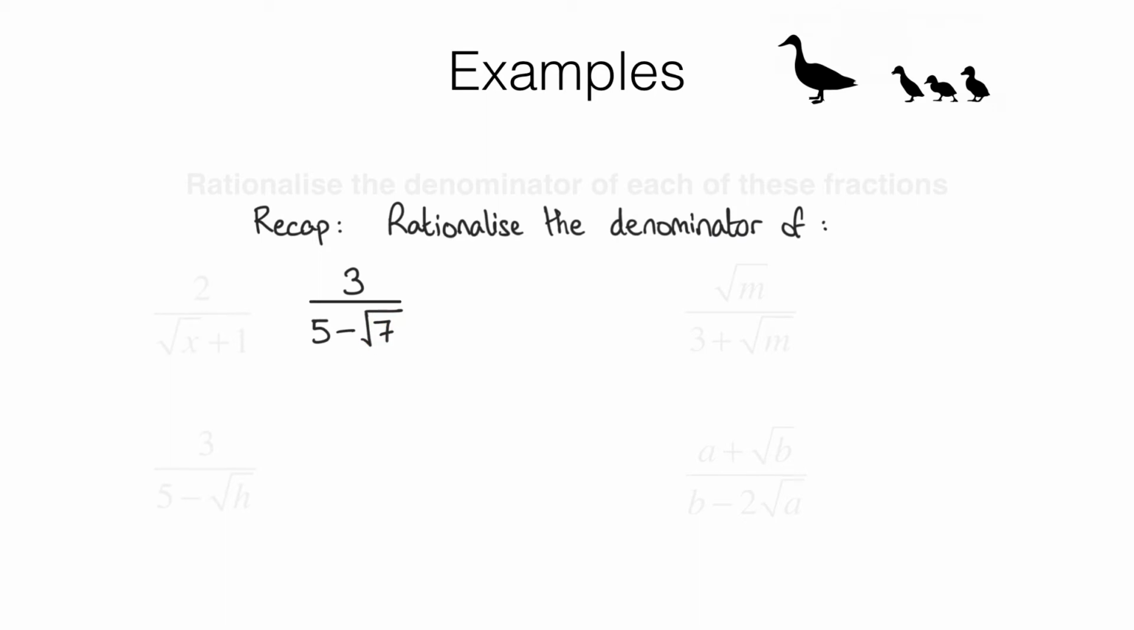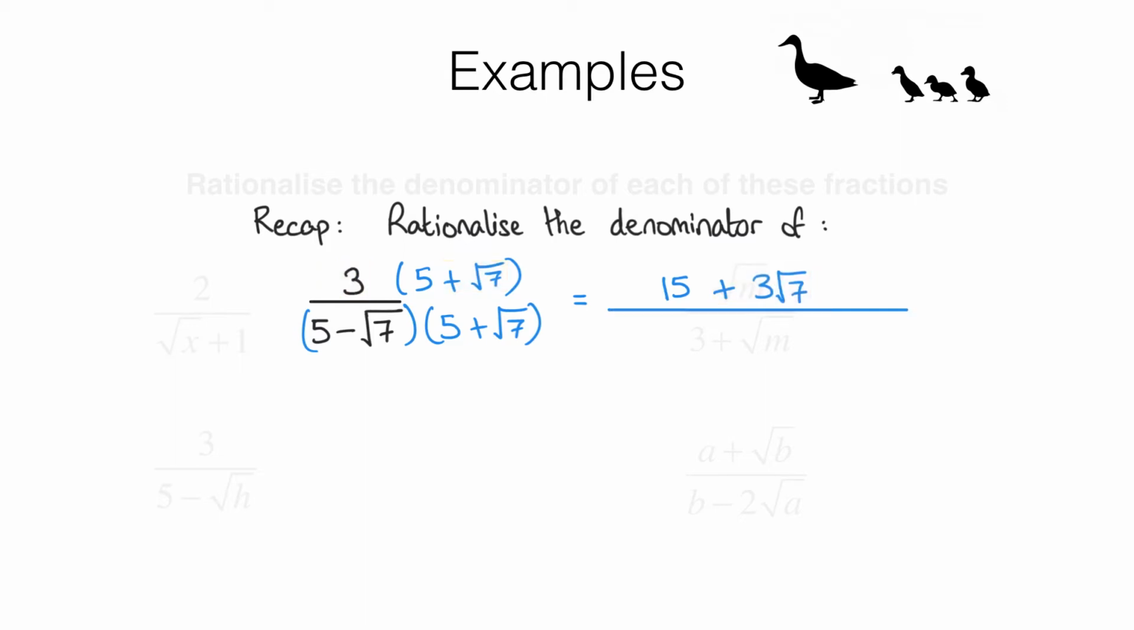That means we need to multiply the numerator by 5 plus root 7 and the denominator by 5 plus root 7. If we expand out the numerator, we get 15 plus 3 root 7. Now, if we expand out the denominator, we're going to get 5 times 5, which is 25. We're then going to have 5 times positive root 7, which gives us 5 root 7. And then we have negative root 7 times 5, which means we need to subtract 5 root 7. And then we have negative root 7 times positive root 7, which gives us minus 7.